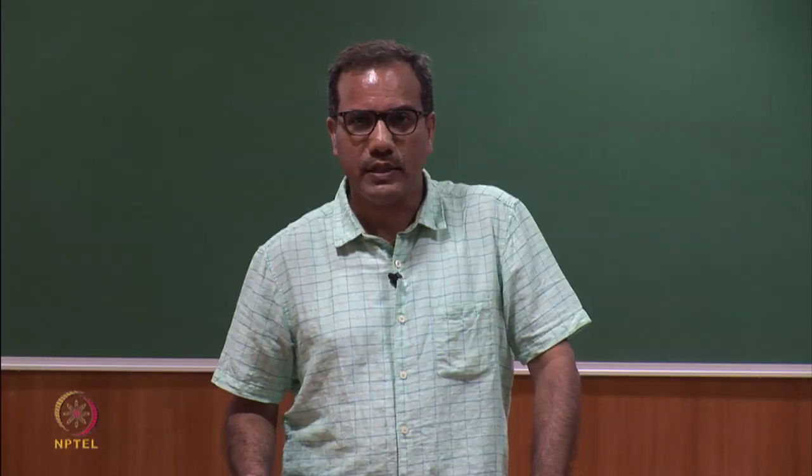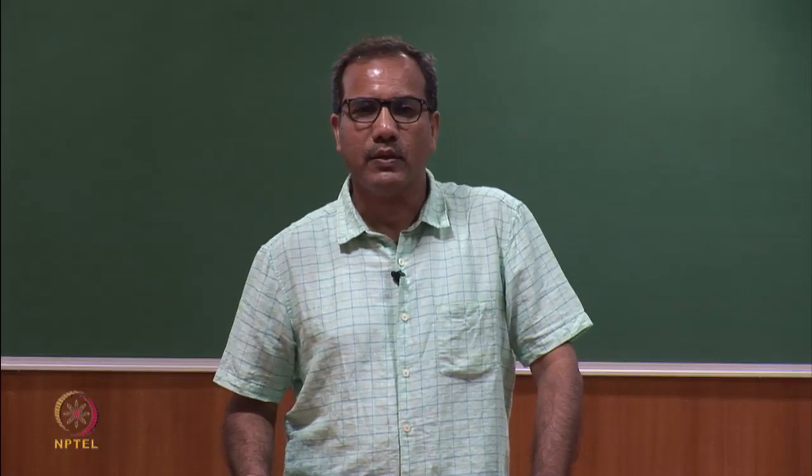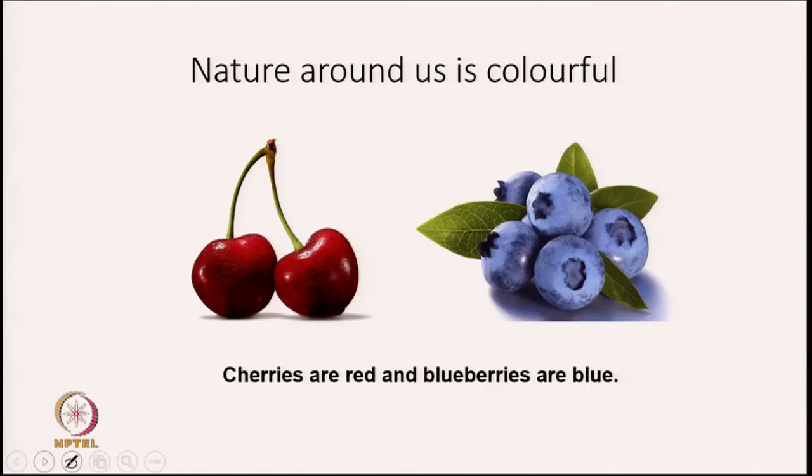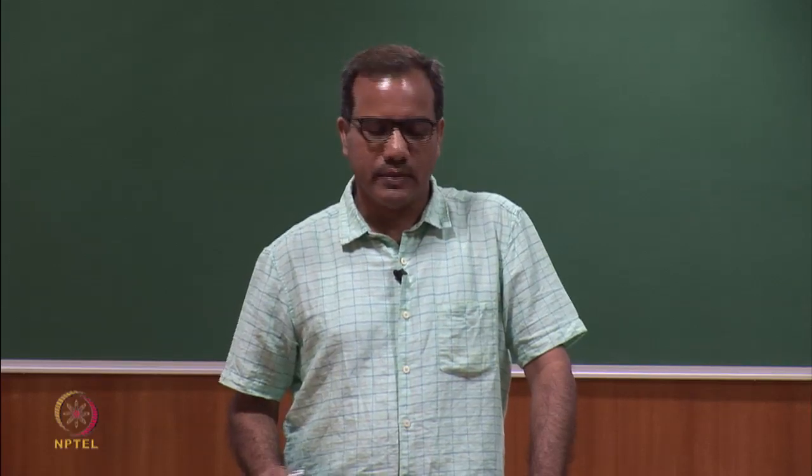what we are going to discuss is about the color of the molecules or color of the different objects. And we know that nature around us is colorful. If you look around, you will see objects of different colors. For example, cherries are red and blueberries are blue. So, we need to understand why cherry looks red or blueberry looks blue.